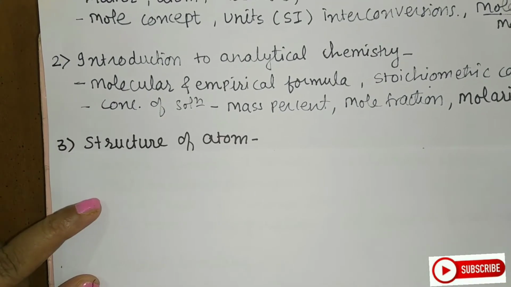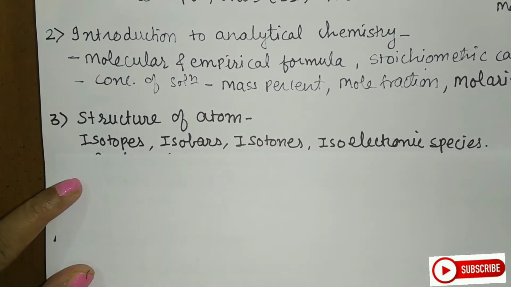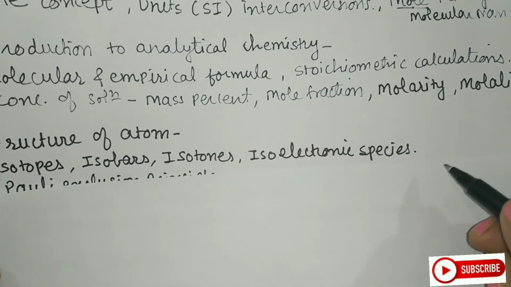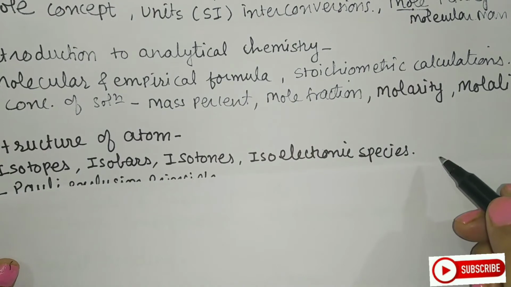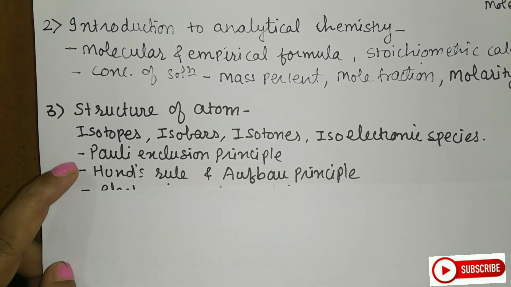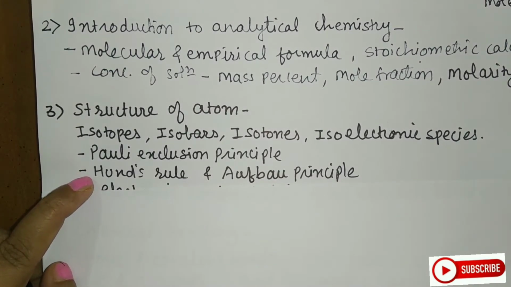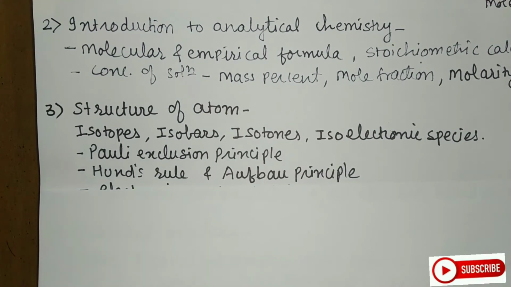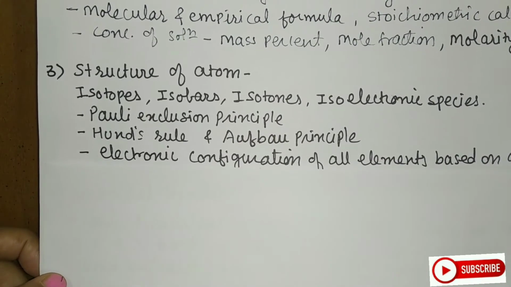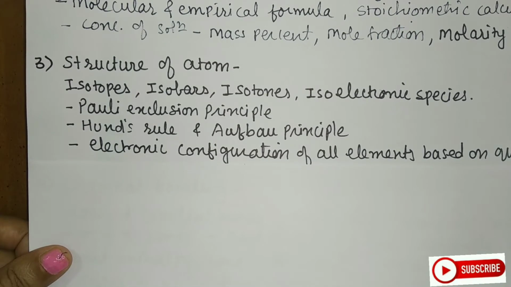Next chapter is Structure of Atom. From this lesson, you must know what are isotopes, isobars, isotones, isoelectronic species, and how to write the symbol for an element by using atomic mass and atomic number. Next, you must know the principles, that is Pauli's exclusion principle, Hund's rule, Aufbau principle, building up rule. If you know how to draw that, then only you can go for the electronic configurations. And so please practice the electronic configuration of all the elements based on quantum numbers.